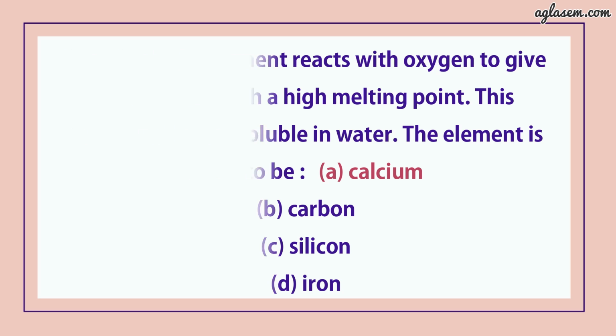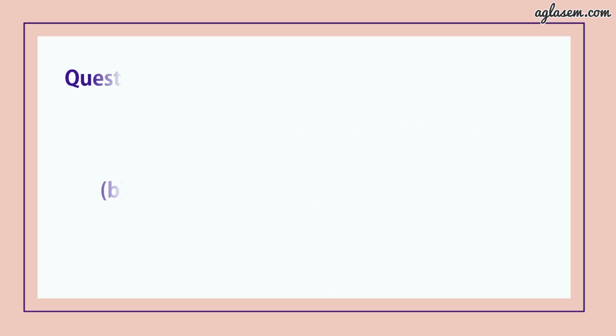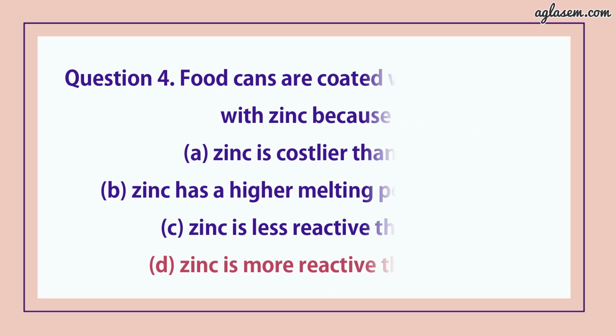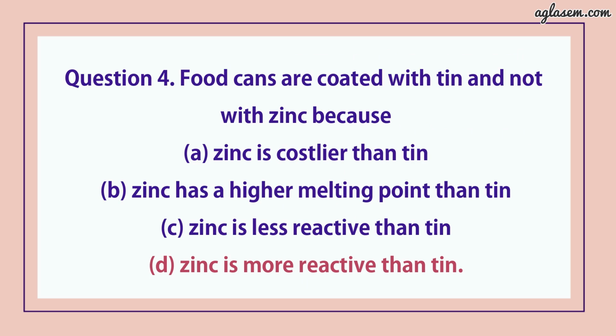Further, moving to question number 4, which says food cans are coated with tin and not with zinc because A part says zinc is costlier than tin. B part says zinc has a higher melting point than tin. C part says zinc is less reactive than tin. And D is zinc is more reactive than tin. The answer is D, that is zinc is more reactive than tin.